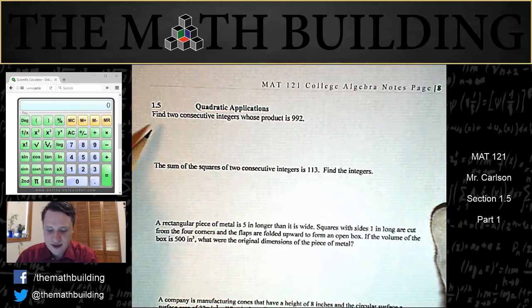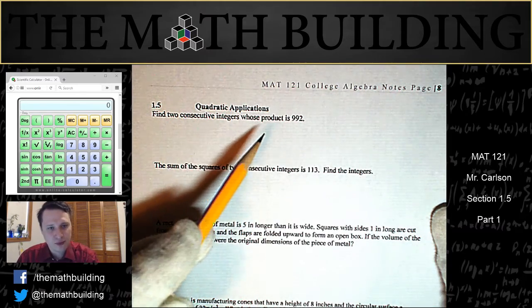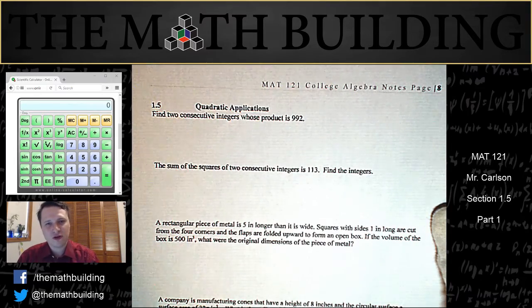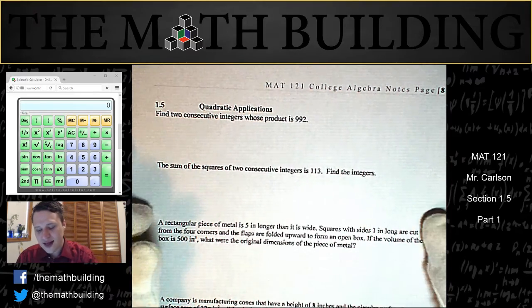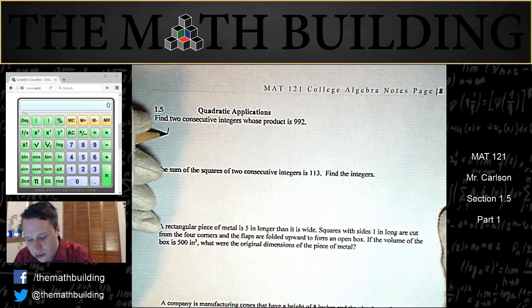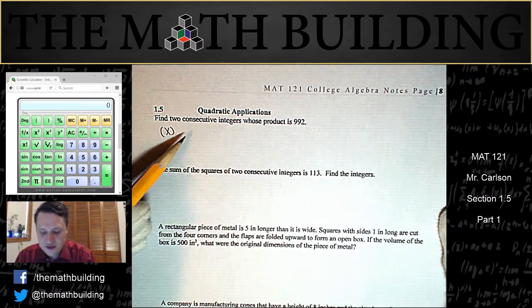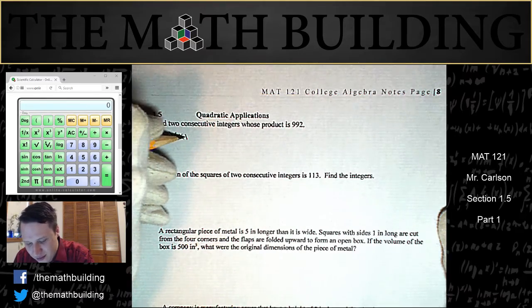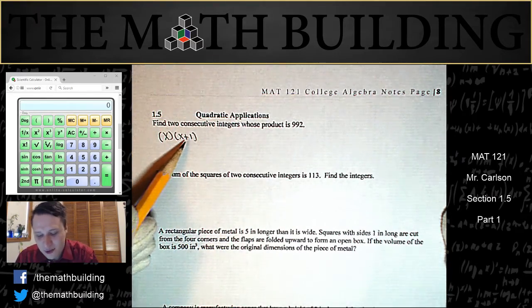The first one says, find two consecutive integers whose product is 992. Well, two consecutive integers are two numbers where one is after the other. And so to write that down, the first integer I would just call x. Easy enough. And so then what would be the next number after that? Well, it's simply x plus 1. For example, if x was 10, then that means that x plus 1 would be 11.